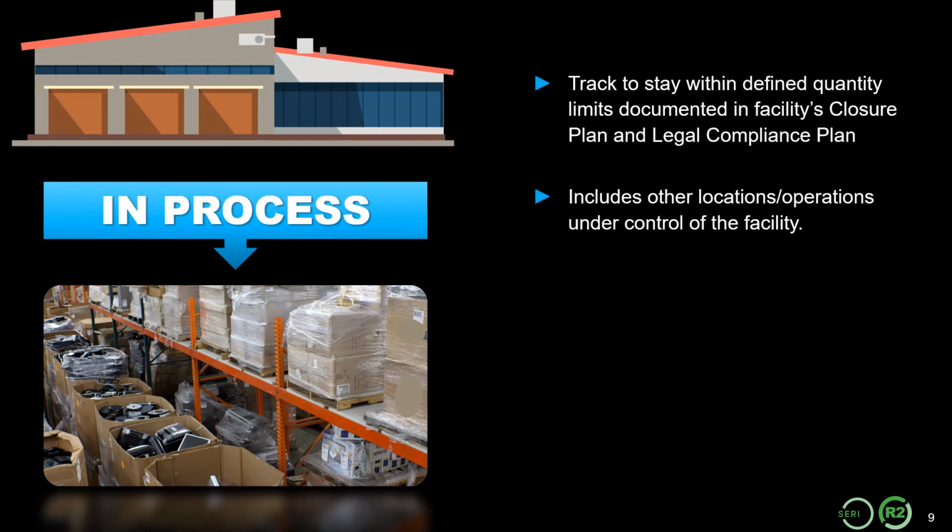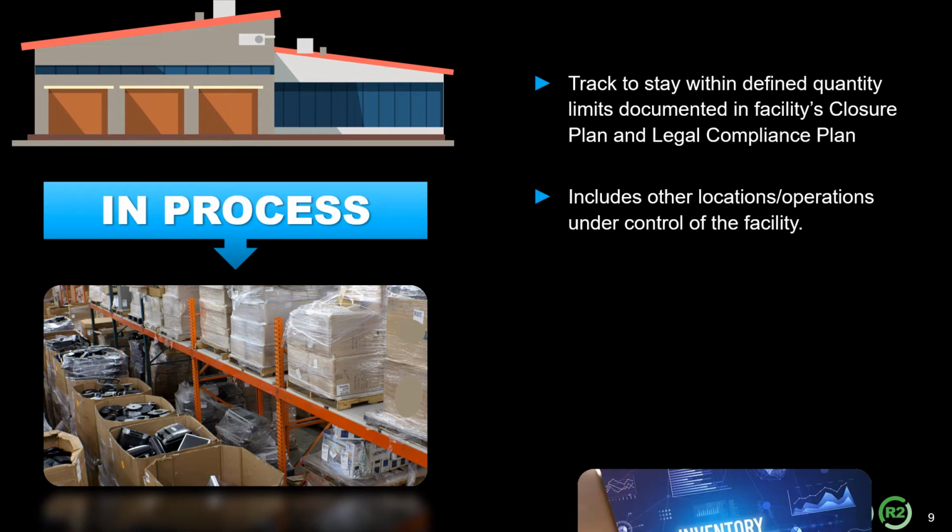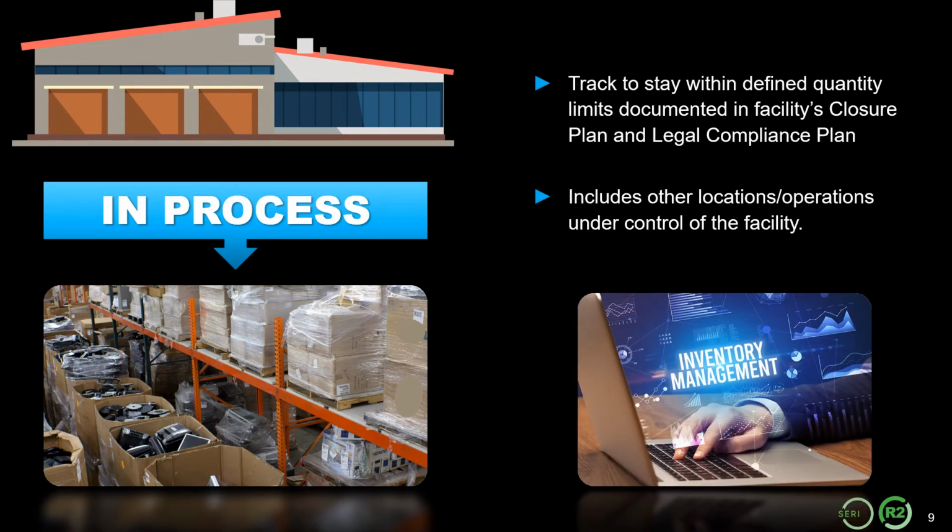Remember, inventory tracking and limits must include all other locations under the control of the R2 facility, such as at collection points, other warehouses, and equipment brokered directly to downstream vendors. R2v3 does not specify the method of tracking inventory. Tracking methods can differ from facility to facility depending on the type of operation. While inventory software can make this task easier, it can also be done manually.